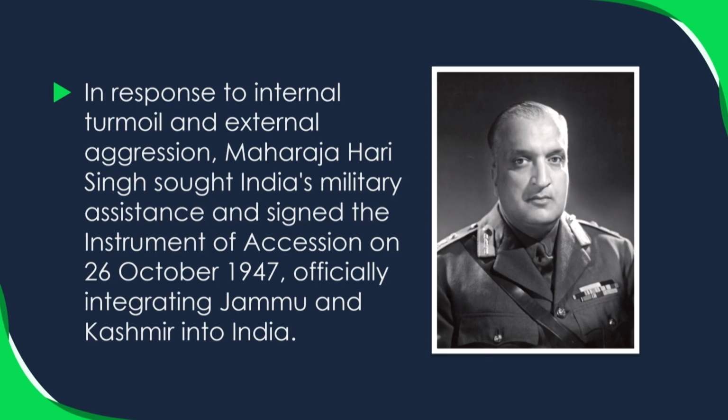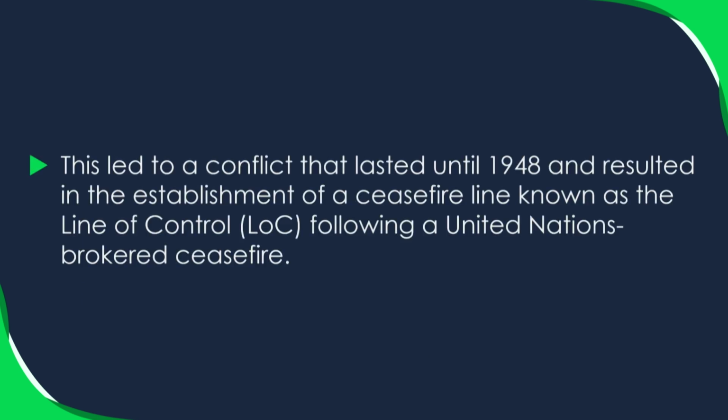In response to internal turmoil and external aggression, Maharaja Hari Singh sought India's military assistance and signed the Instrument of Accession on 26 October 1947, officially integrating Jammu and Kashmir into India. This led to a conflict that lasted until 1948 and resulted in the establishment of a ceasefire line known as the Line of Control, following a United Nations brokered ceasefire.